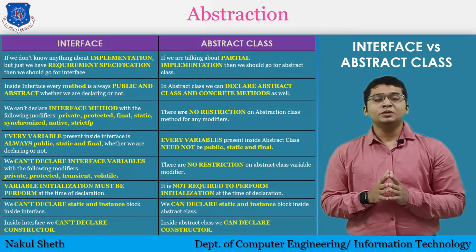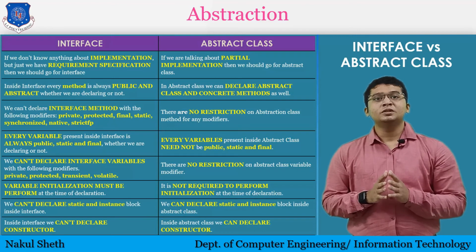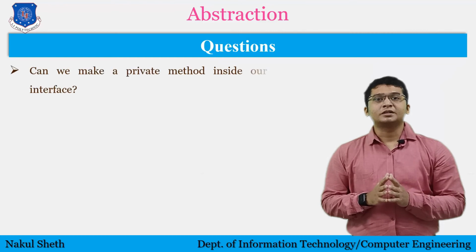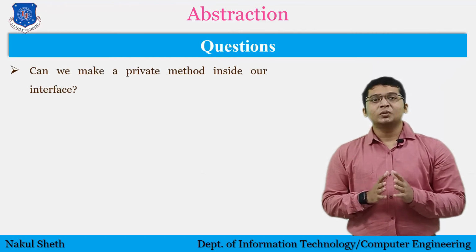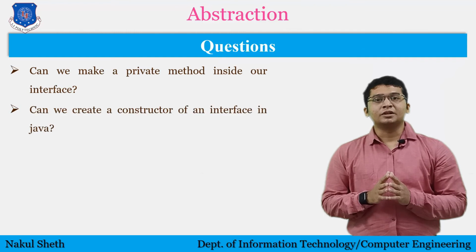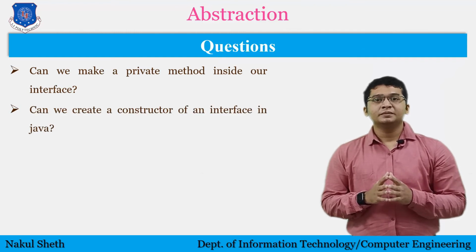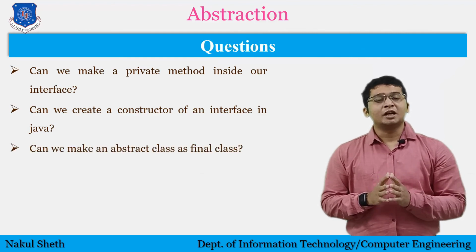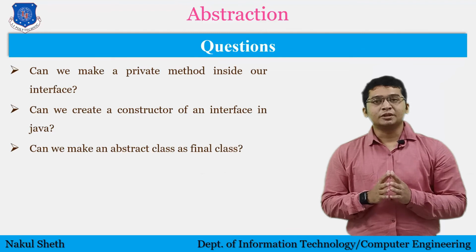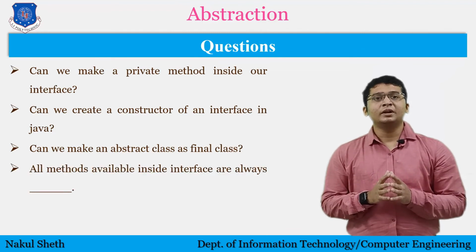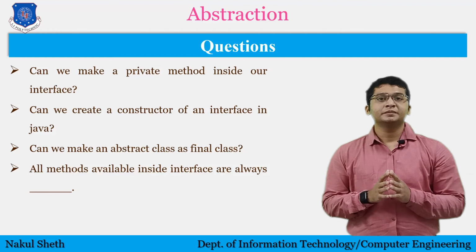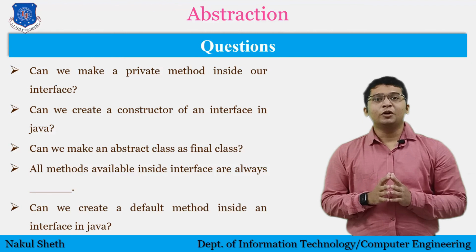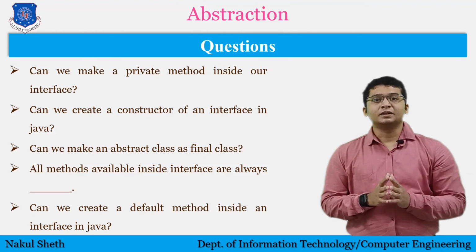Now we are going to see some important questions for this video. The first question: can we make a private method inside our interface? Second question: can we create a constructor for an interface in Java? Third question: can we make an abstract class a final class? Fourth question: all methods available inside an interface are always what? And the last and very important one: can we create a default method inside our interface in Java?